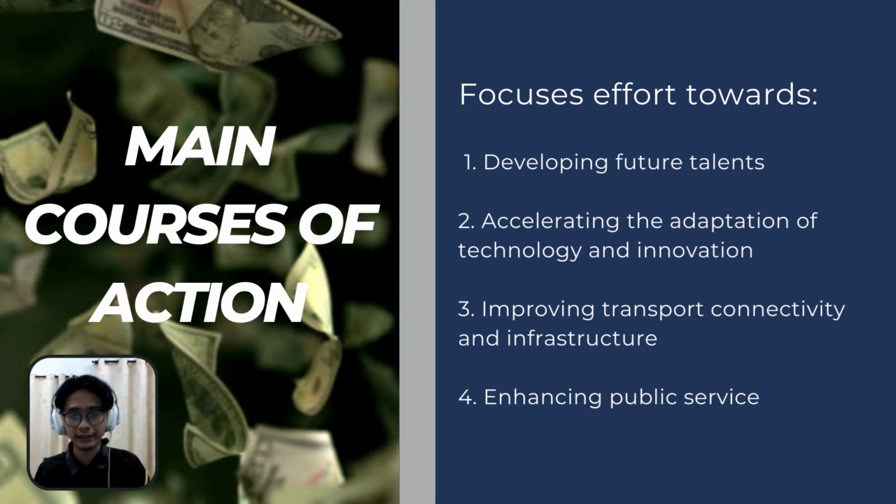The third main course of action is to improve transport connectivity and infrastructure. So by improving transport connectivity, this will help workers with things like reaching their destination in time, and also would be a lot less expensive than having your own vehicle. Improving transport connectivity would also help with reducing carbon dioxide output because public transport means that a lot of people will be sharing the same vehicle and not use so much carbon dioxide.